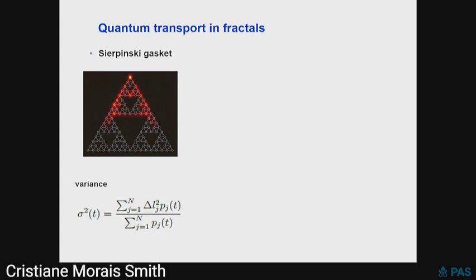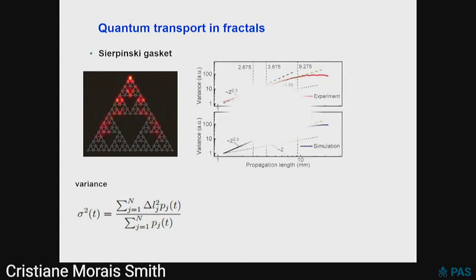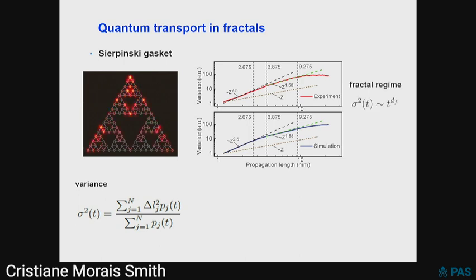Now you can measure the mean square displacement, the variance, and plot it as a function of time, or propagation length, in the transverse direction. You see that it started with an exponent 2.5. This is because I'm not starting in the center of a structure, but at the boundaries. It knows that the displacement is confined. And then at a certain point, 2.675, it deviates from the original value, 2.5.